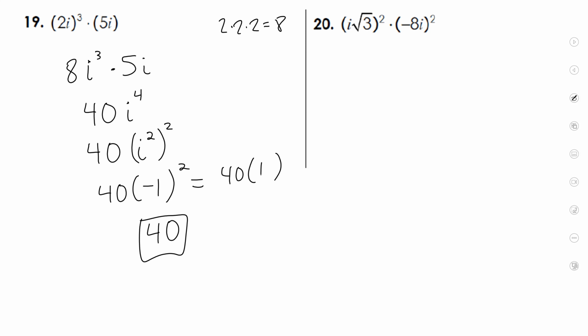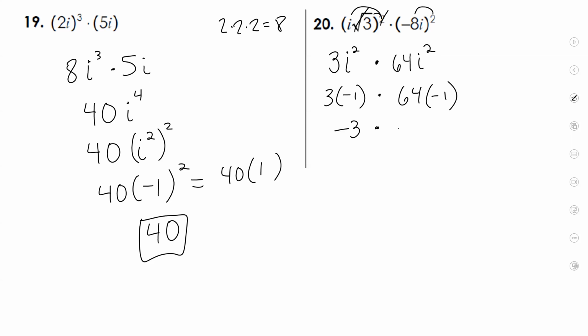All right, guys, number 20. This squared will go to each thing in here. So what is I squared? Just I squared. What is the square root of 3 squared? Don't they cancel out? Yep, so that's just 3. And let's do the next one. -8 squared, 64, and then I squared. Now, remember, I squared is just -1. So this is 3 times -1 times 64 times -1. So we have -3 times -64. Can y'all tell me what that is? 192.